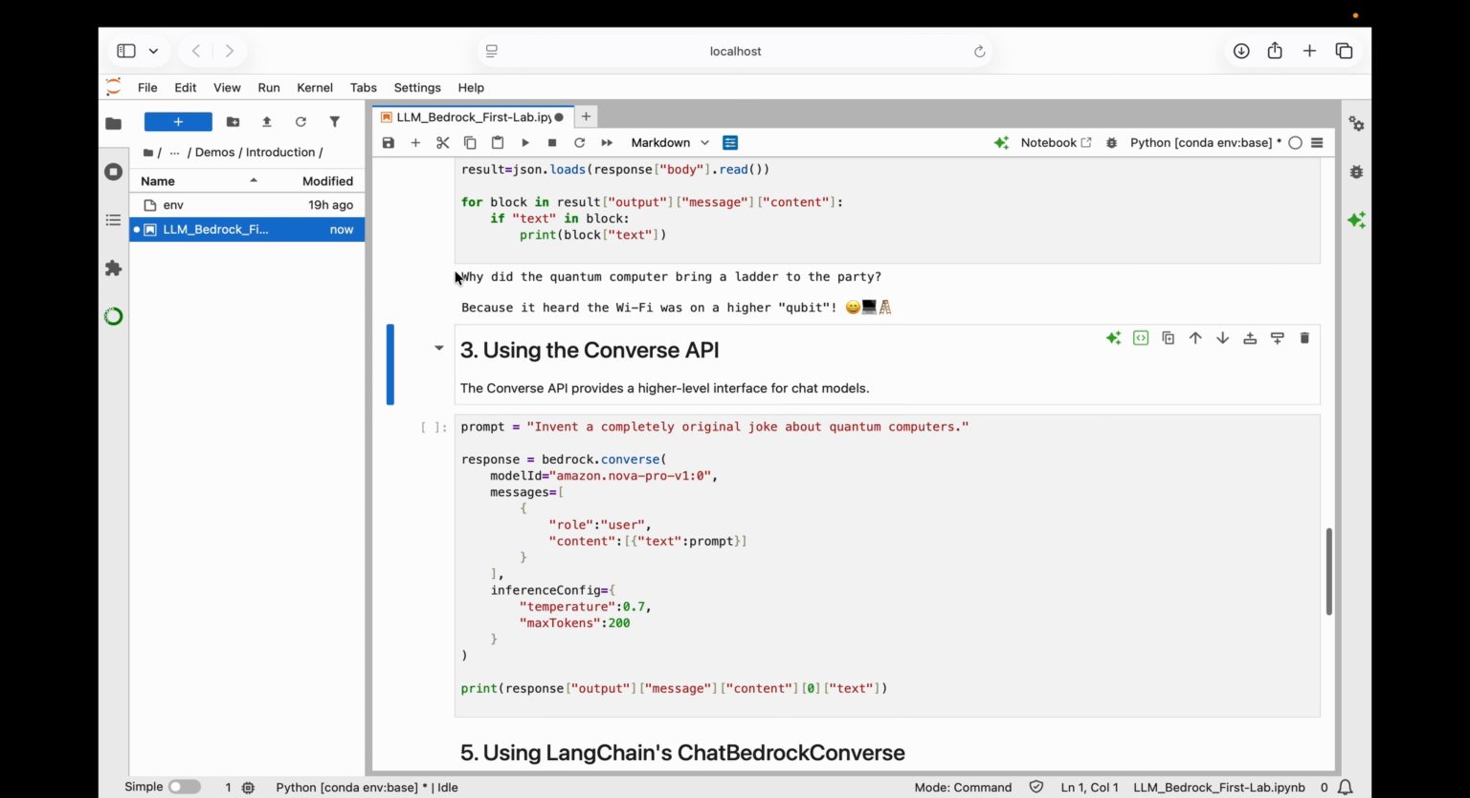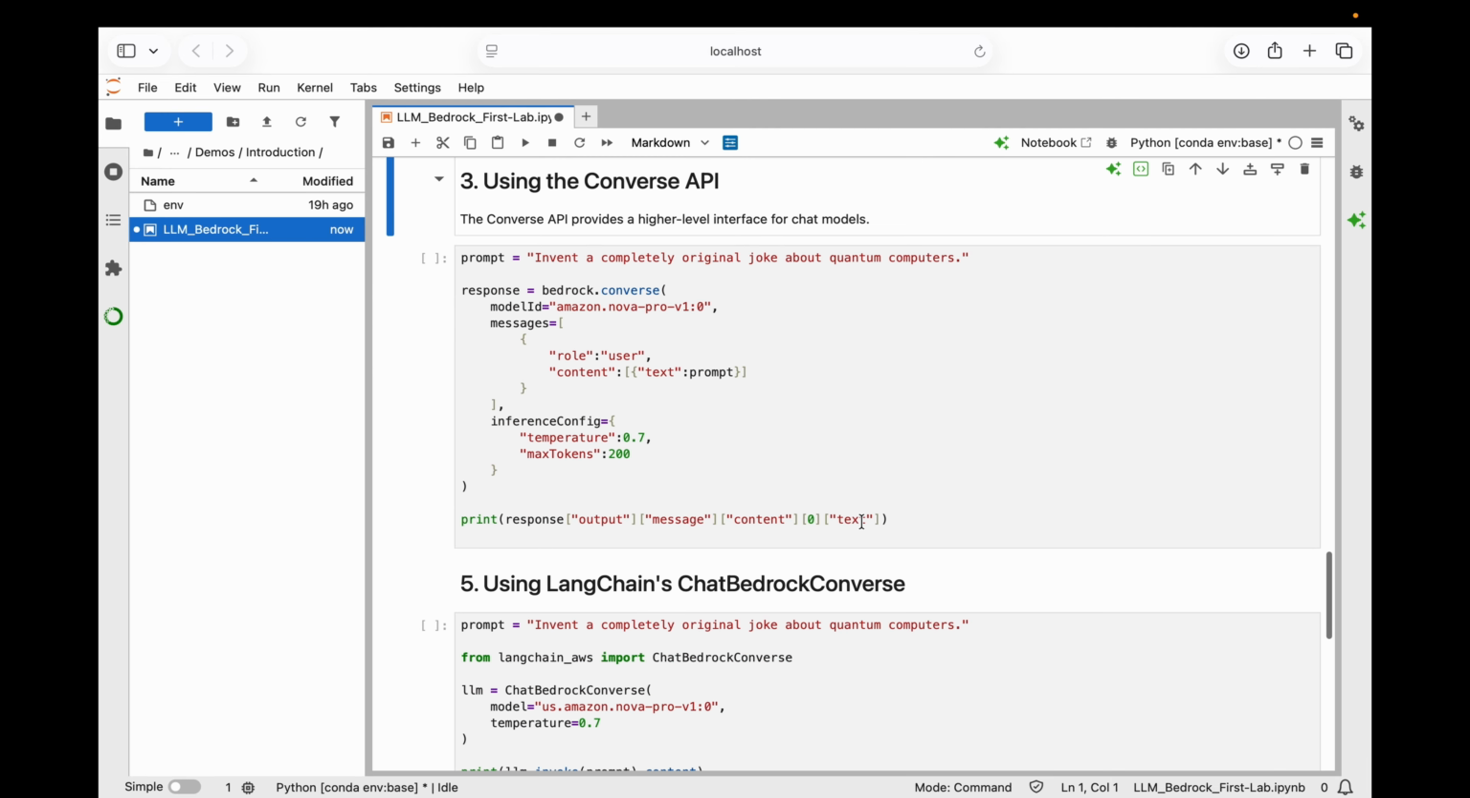Nova Pro gave us a different joke. Why did the quantum computer bring a ladder to the party? Because it heard the Wi-Fi was in a higher qubit.